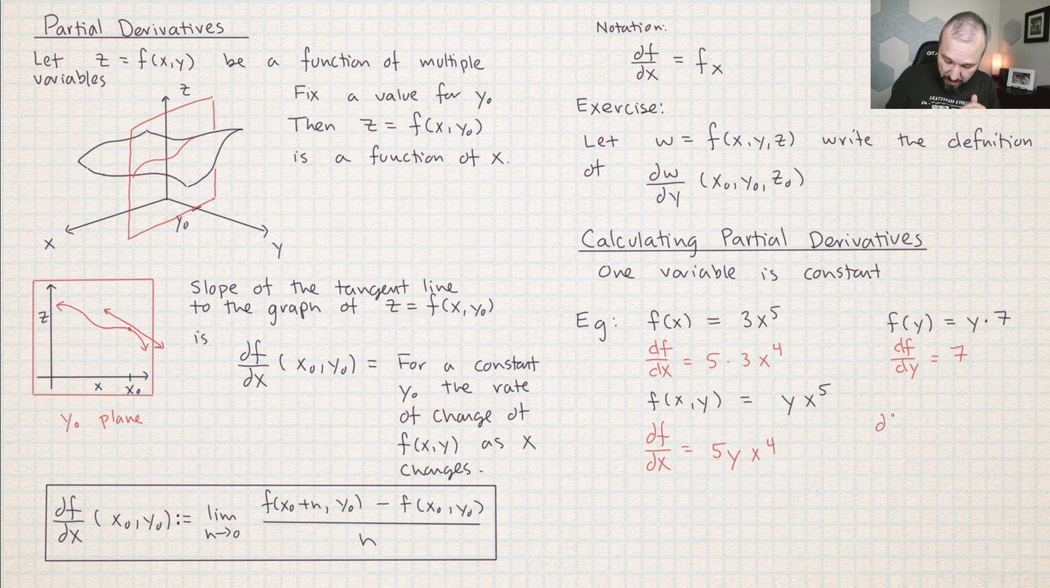Okay, now let's do del f del y. So in this one, x is a constant and y is a variable. So this is really just y, a variable, times x to the fifth. That's just a constant. So when you take the derivative of y to the power of 1 times a constant, all you're going to be left with is that constant.